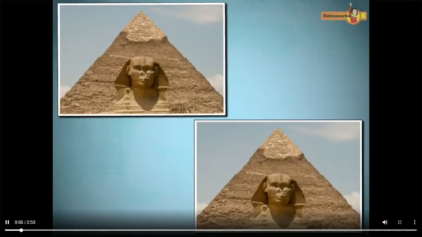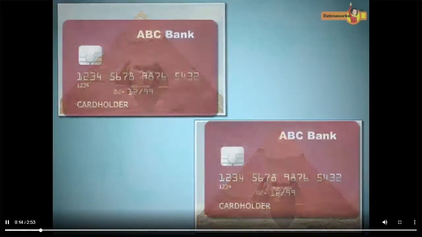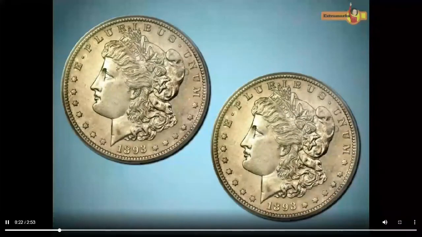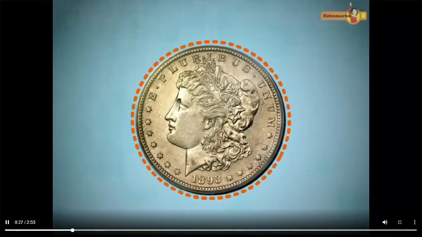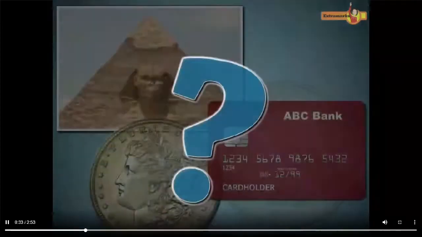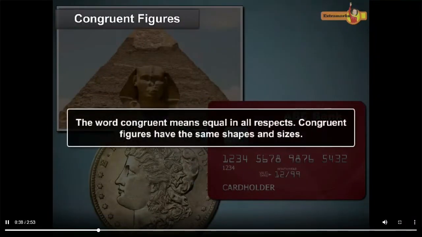The word congruent means equal in all respects. Congruent figures have the same shapes and sizes. What are such figures called? Indeed, they are called congruent figures. The word congruent means equal in all respects. Congruent figures have the same shapes and sizes.